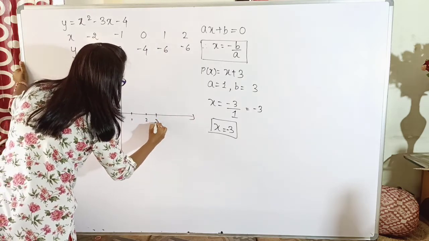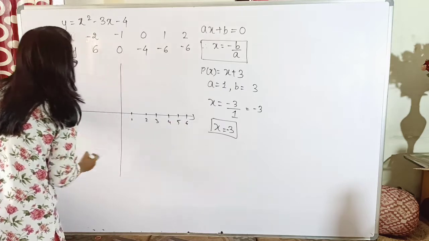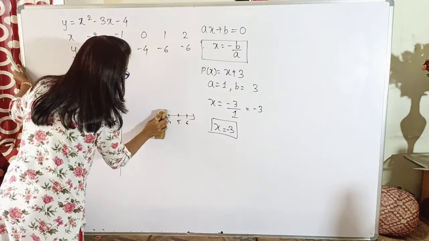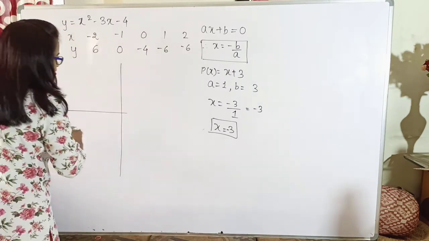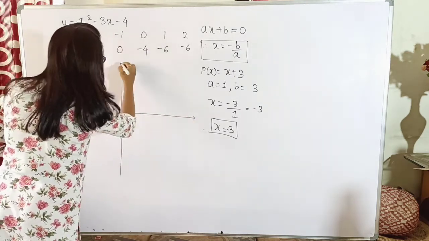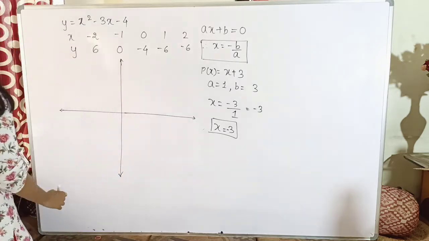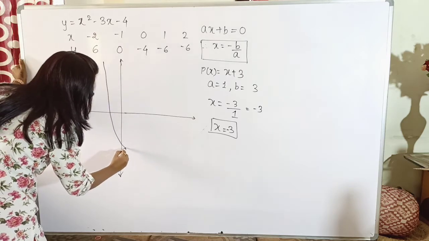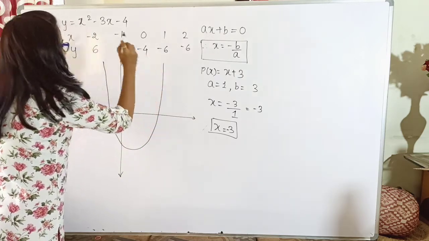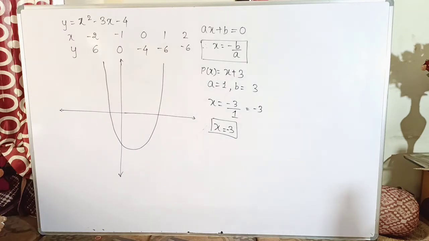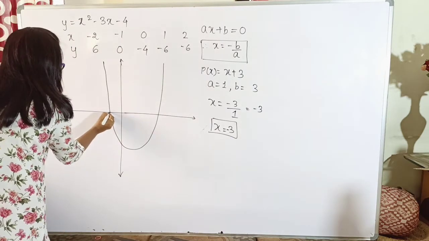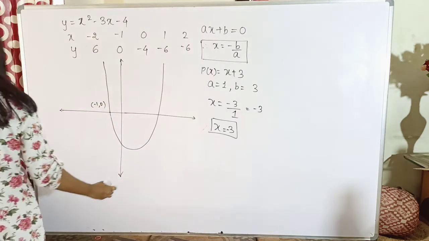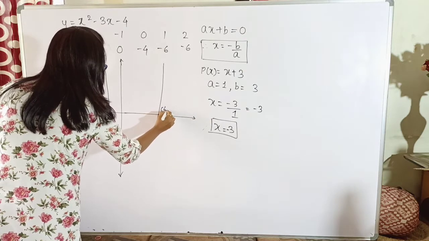1, 2, 3, 4, 5, and 6. Okay. So instead of drawing it completely, I will draw a rough graph so that you will understand it. So if you try to plot it, you can see the graph of the polynomial would be like this, wherein it intersects the x-axis at point minus 1 comma 0, and here it intersects at 4 comma 0.